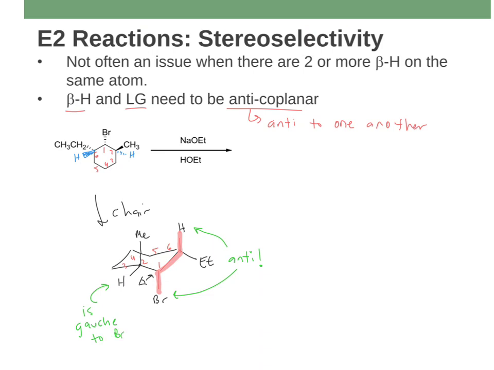Is gauche to the bromine. And again, I'm not going to harp on this too much right now, this gauche and anti and all that sort of stuff, just because you've learned all the chair configuration stuff before, so you should remember it. But what you'll notice is that the H is opposite. It's anti to the bromine.